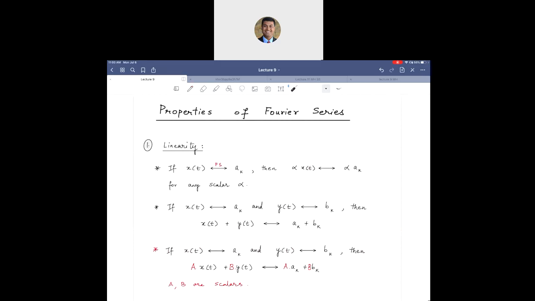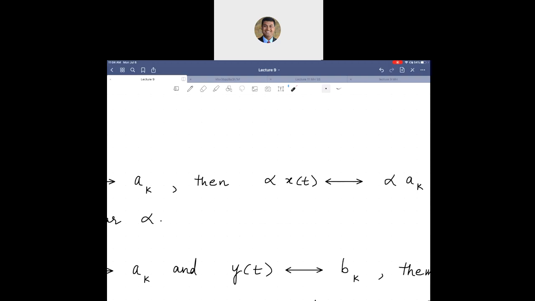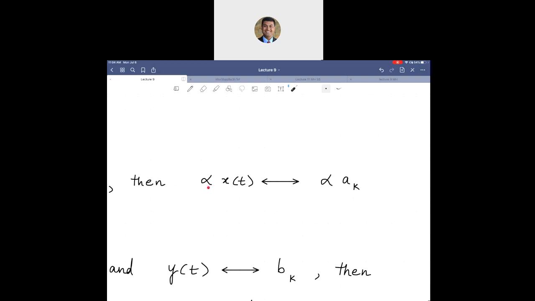So let's start with x of t. The Fourier series coefficients of x of t are, suppose, a sub k. So a sub k are the Fourier series coefficients of x of t. Then if you scale x of t, where alpha is a scalar, if you scale x of t by alpha, then the Fourier series coefficients get scaled by the same alpha.